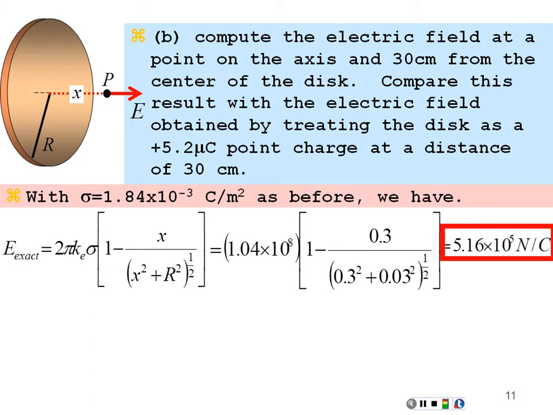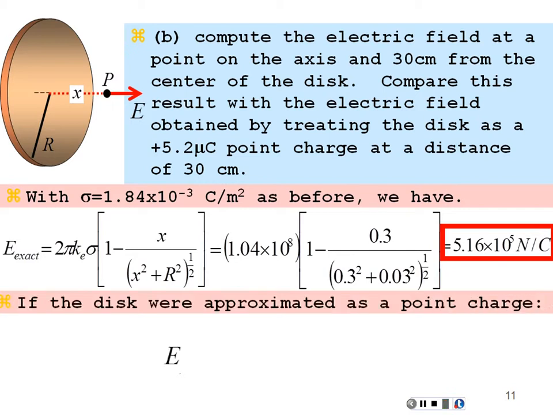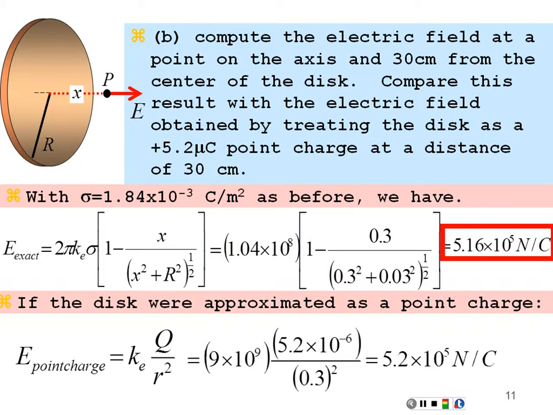But if we treat this disk as a point charge, because we're far away now, 30 centimeters is far away compared to a disk of radius 3 centimeters. The point charge field will be just kq over r squared. That's 9 times 10 to the 9 times 5.2 microcoulombs over our distance away, which is 30 centimeters, 0.3 meters squared, 5.2 times 10 to the 5 newtons per coulomb.